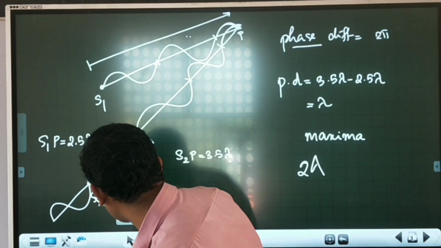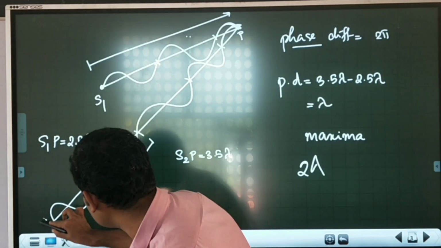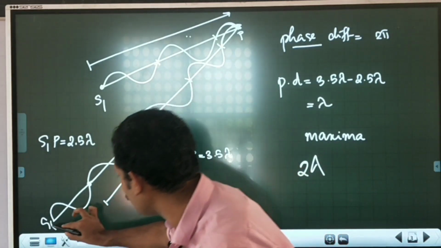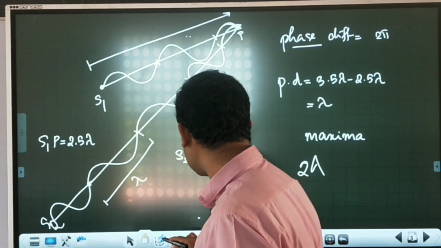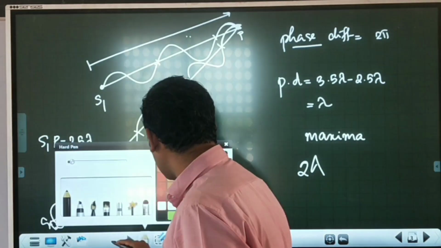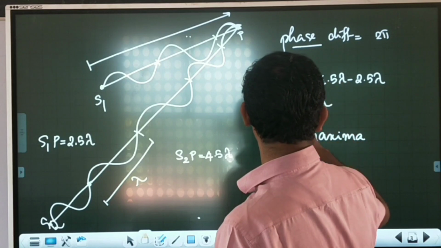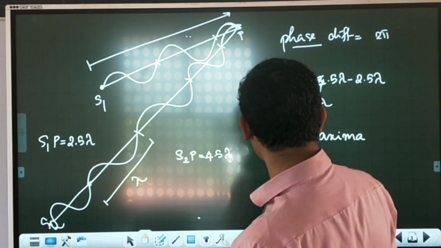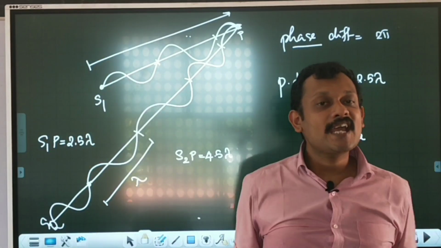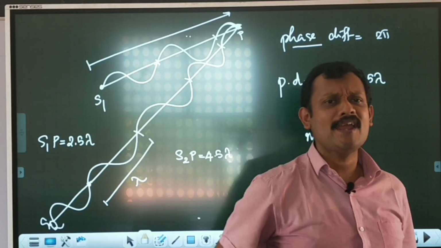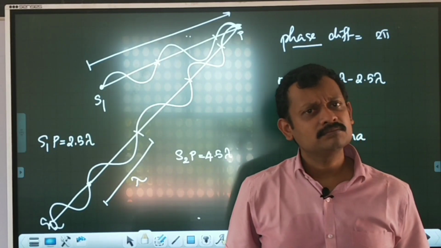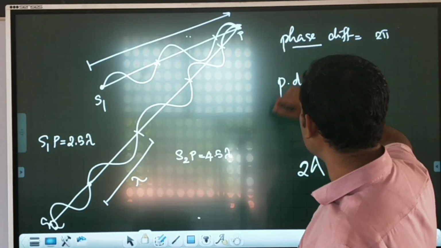S1 is now here. S1 is here. Sorry, S2 is here. So in this case, S2 is equal to 4.5 lambda. Path difference 2 lambda. 4.5 lambda minus 2.5 lambda is equal to 2 lambda. Yes, what are you going to get? You are going to get a maximum, right? You will get a maximum here. And in this case, what is going to be the phase difference?